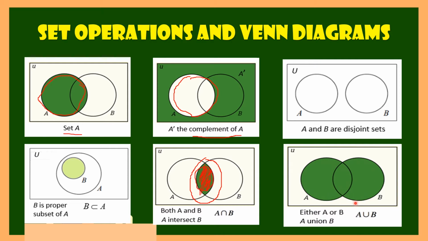Then last one, either A or B, which is A union B. So kanina, nung diniscuss natin yung key terms, pag sinabi nating or, that simply means union. Ibig sabihin, i-combine natin yung set A at i-combine natin yung set B. Or ito yung symbol ng union natin. Ibig sabihin, lahat ng elements ni A at lahat din ng elements ni B. Kaya ang may shaded part natin, as you can notice, ay lahat ng set A as well as lahat ng set B.